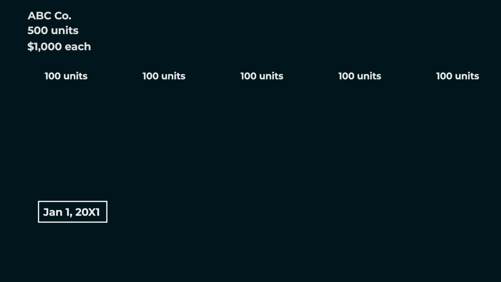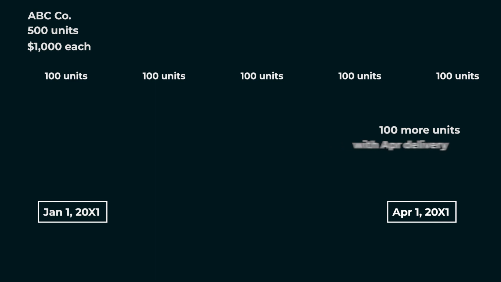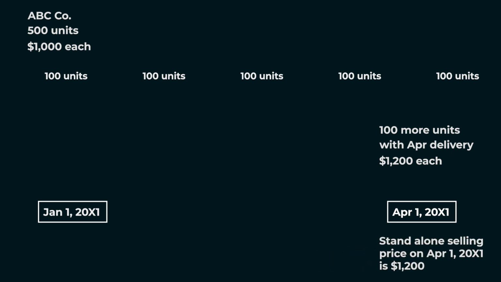On January 1, 20X1, you signed a contract with ABC Company to sell 500 units of laptop at $1,000 each. You will supply 100 units each month over the next 5 months. On April 1, 20X1, ABC Company asked you to supply another 100 units along with the April delivery. You agree to supply 100 units at the price of $1,200 per unit. On April 1, 20X1, the standalone selling price of the laptop is $1,200.